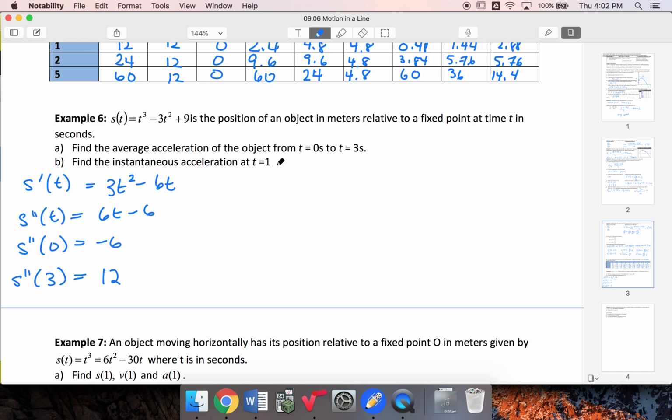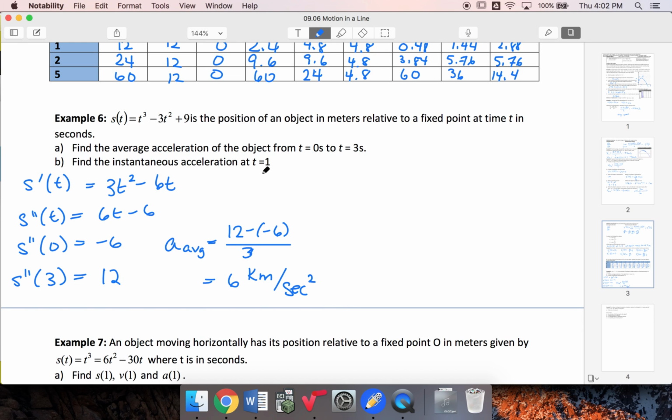So if I wanted to find my average acceleration between those 2 points, I'm going to say acceleration average is going to be 12 minus negative 6 over, that's a space of 3 seconds. So that's going to give me 6. So my units for acceleration, this is how my speed is changing with regards to time. So I've got kilometers per second squared, because kilometers per second is my speed, and then I look at how that's changing with regards to time.